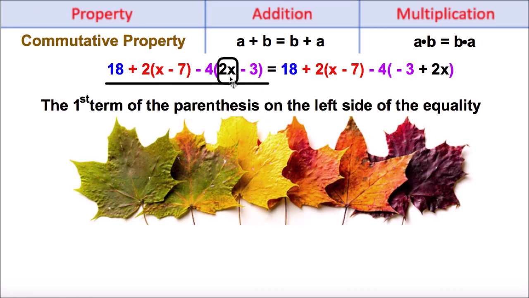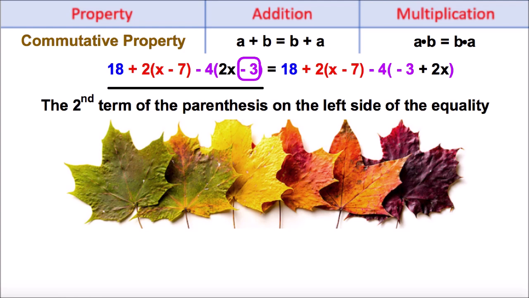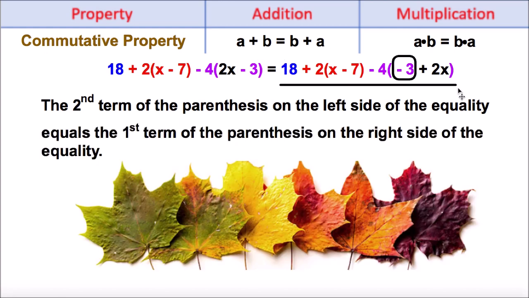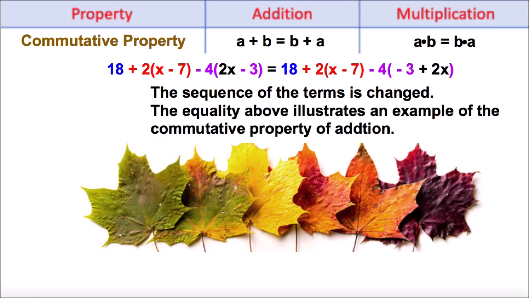The first term of the parentheses on the left side of the equality equals the second term of the parentheses on the right side of the equality. The second term of the parenthesis on the left side of the equality equals the first term of the parenthesis on the right side of the equality, negative 3. The sequence of the terms is changed, but the equality above illustrates an example of the commutative property of addition.